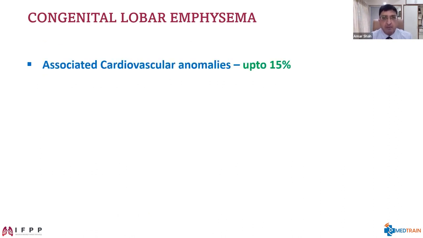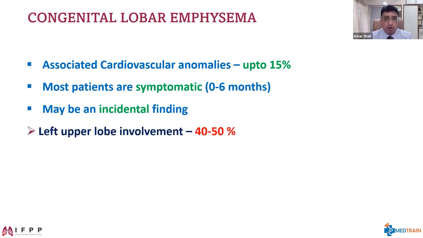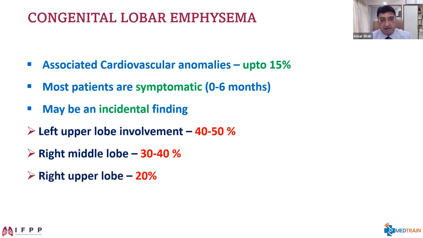Associated cardiovascular anomalies may be present in up to 15% of these cases. Most of the patients between the age of 0 to 6 months are symptomatic. However, patients may be asymptomatic, and this may be an incidental finding when an X-ray is done for an unrelated cause. In lobar emphysema, left upper lobe involvement is the most frequent, at almost 40 to 50%. The right middle lobe comes next, seen in 30 to 40% of the cases. And then come the right upper lobe and the lower lobes.